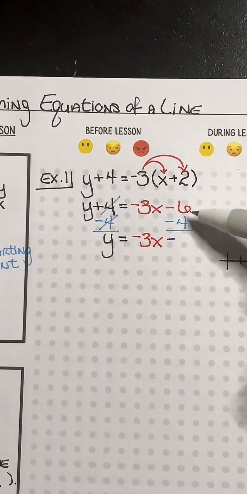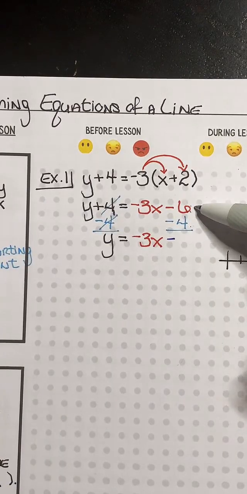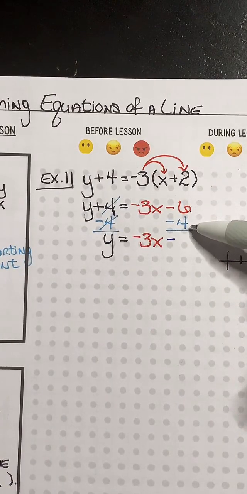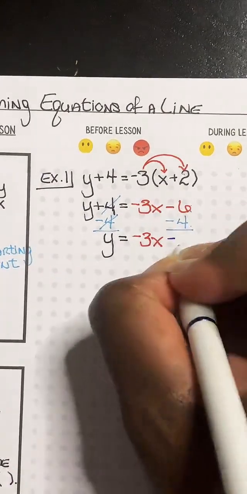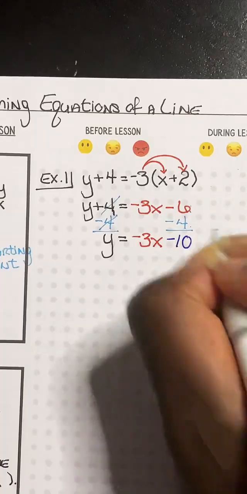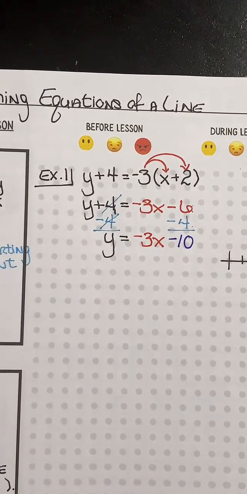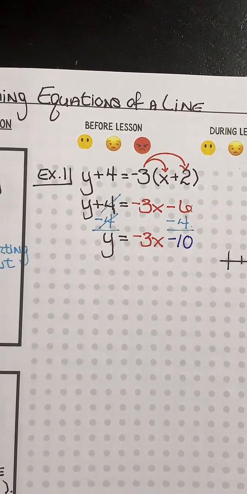Think about it. If you owe me $6, and for some sick and twisted reason, I gave you $4 more, that means you owe me $10. You're digging yourself more and more into the negative.